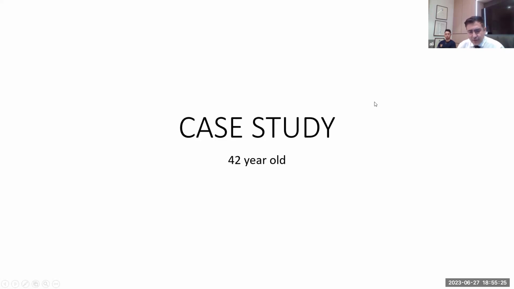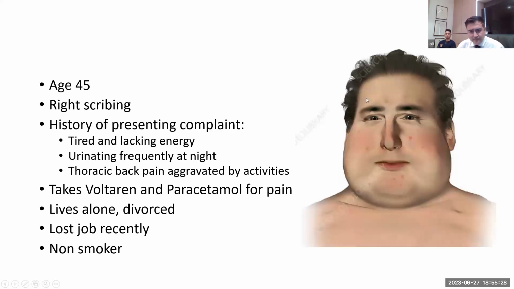This is a 45-year-old man I'm going to talk about now. He looks kind of like this. He's got pimples. He is right-handed. He's presenting with tiredness and lacking in energy. He's finding that he goes to the toilet frequently at night. He has got some back pain, which is aggravated by physical activities, for which he takes some medications. And there is some family history here.